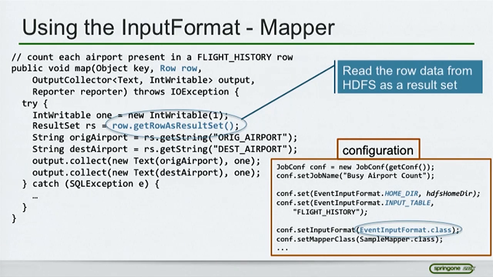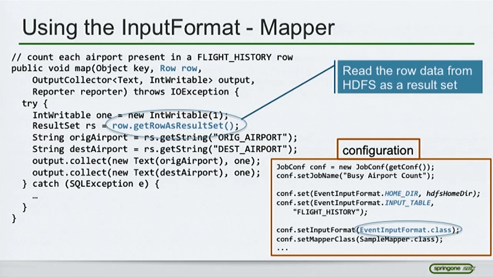So to start out with, in the mapper, we are given a row of data. That row of data came originally from an insert statement that was sent into GemFire XD. From that row, we can pull out a result set, and using standard JDBC APIs, which I'm sure you've seen before, we can extract column information. In this case, we're looking at the origination airport and the destination airport and firing up a counter against that.